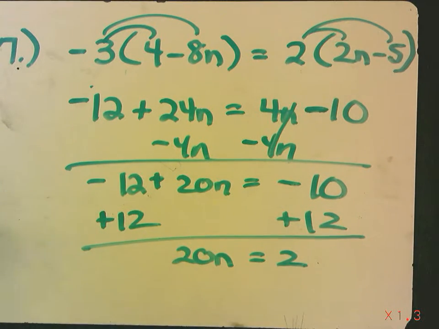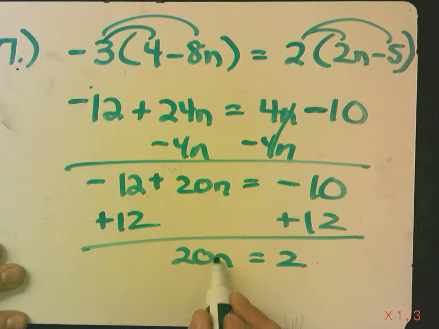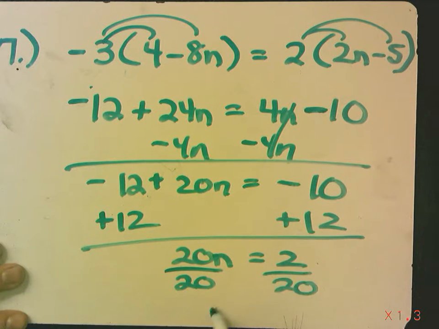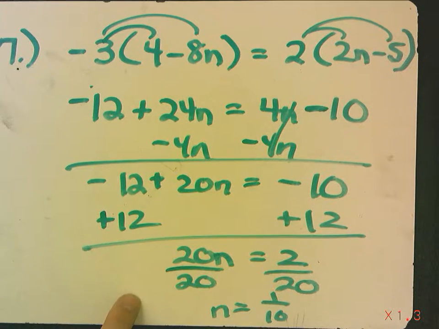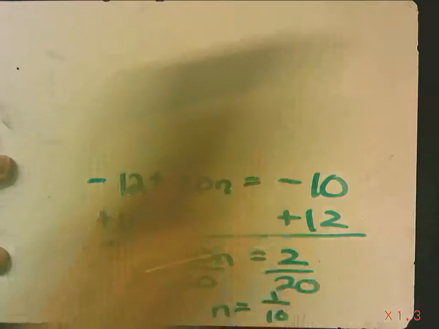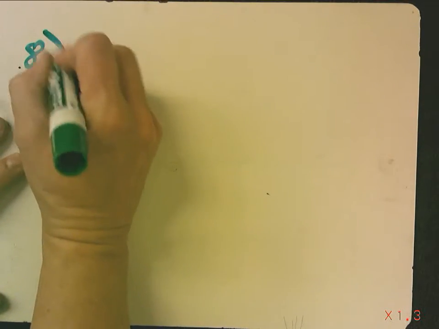And again, I'm not going to divide by 2 because the coefficient of n is 20, and n is what I'm trying to isolate. So n equals 1/10. But many of you will be tempted to divide by 2 and say n equals 10, which would be wrong. So be careful of that. And number 8.